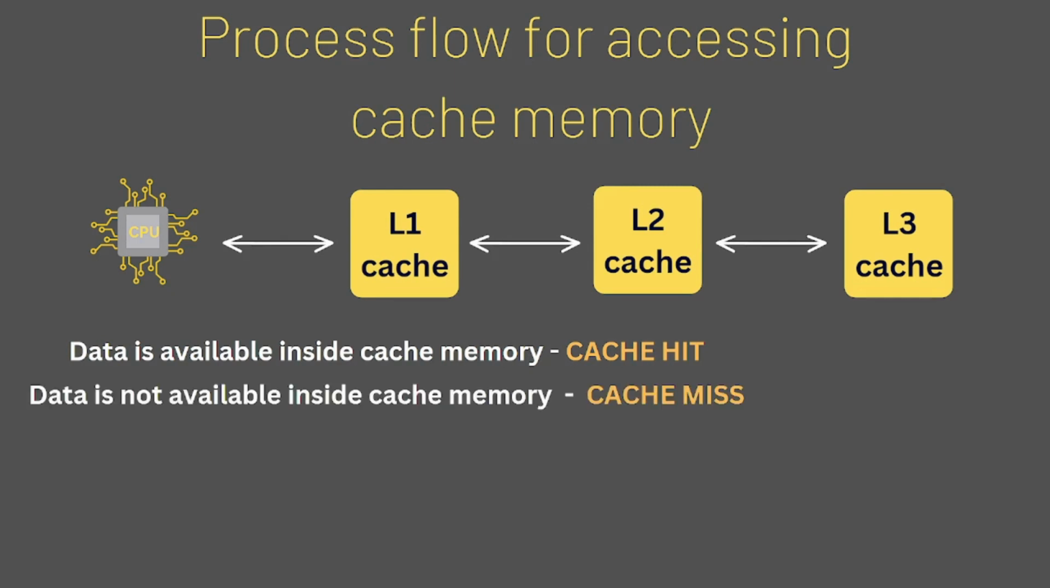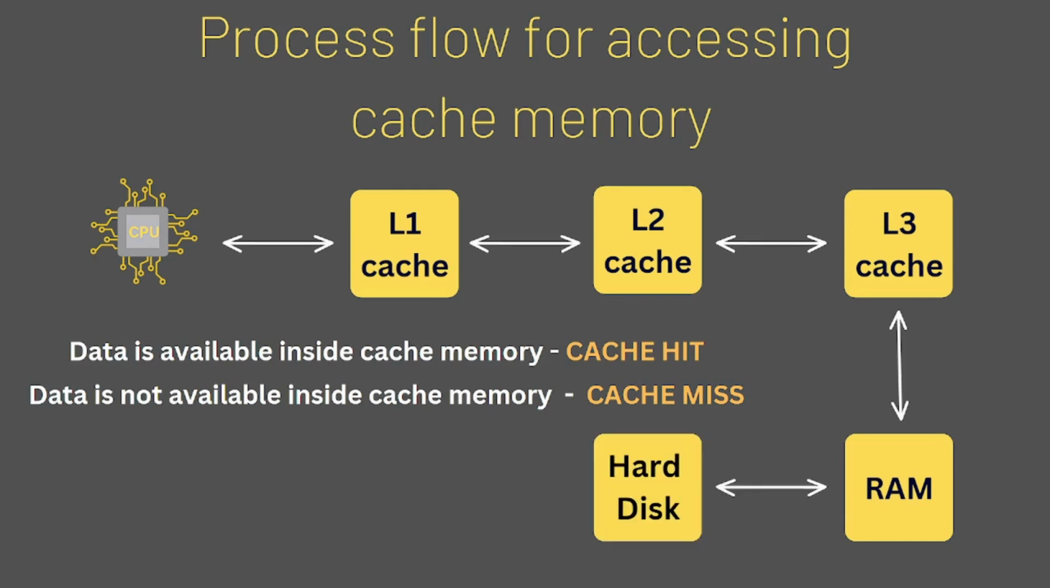Okay. So moving towards the topic, suppose the data is not available inside the L3 cache also, then the CPU will look inside the RAM, that is random access memory. Still, if it doesn't find the data inside the RAM, then it will get the data from the hard disk. So whenever you are starting your computer for the first time, or you are opening any application for the first time in your computer, then that data will not be available inside the cache memory or in the RAM. At that time, the CPU will get the data from the hard disk drive.